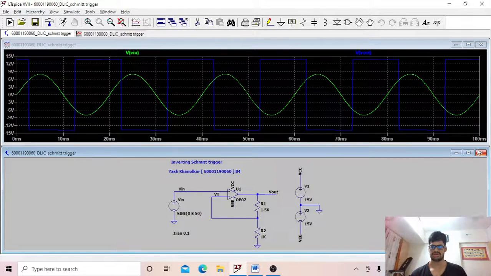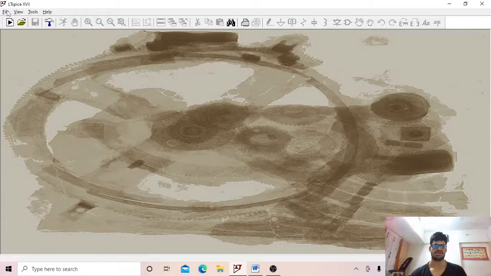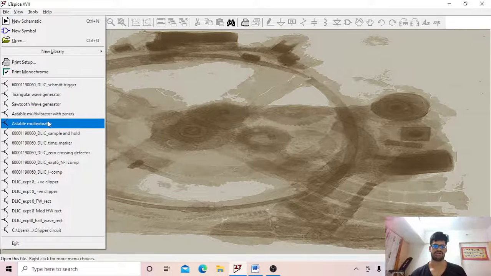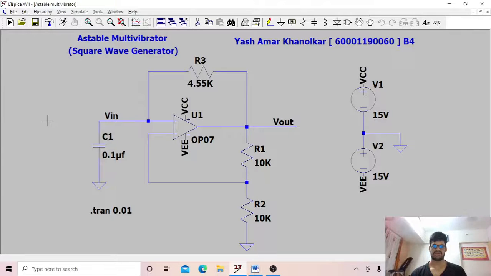The next circuit is an application of the inverting Schmitt trigger, which is the astable multivibrator. The astable multivibrator is also called a square wave generator circuit, and it also has a voltage divider circuit right here, and it works on the charge stored at C1. If the voltage on C1 becomes greater than plus beta Vsat, then we have a state change at Vout, and if it becomes less than minus beta Vsat, then also we have a change of state at the output.